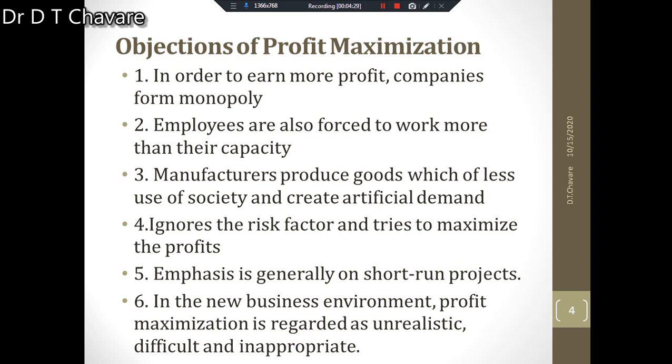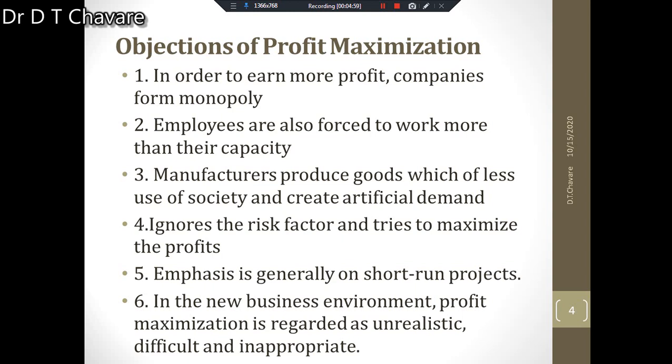Then the third objection: manufacturers produce goods which are of less use to the society and create artificial demand. It means that whatever the use to the society is, the manufacturer should consider it, but this is not happening. Manufacturers produce goods of less use to the society and create artificial demand for their goods and services. Such an objection also we have to understand.